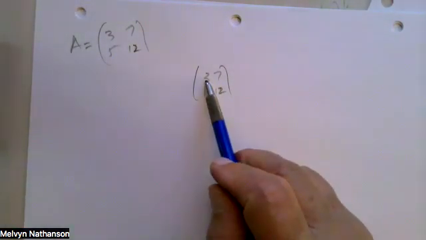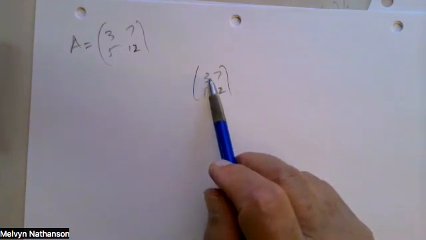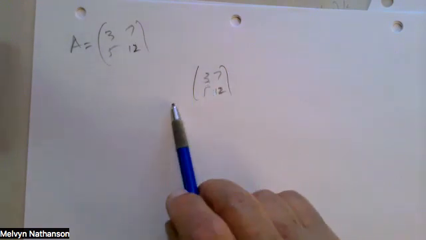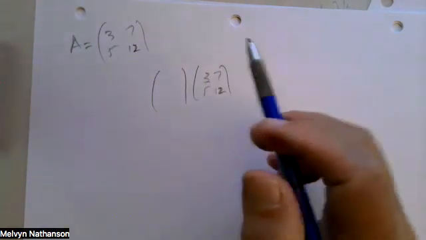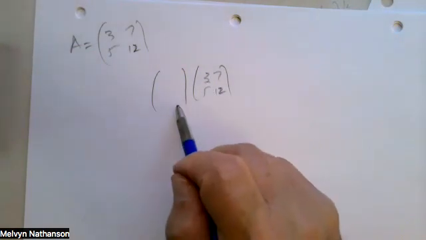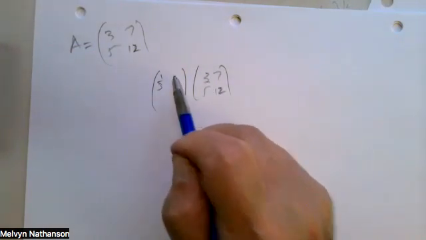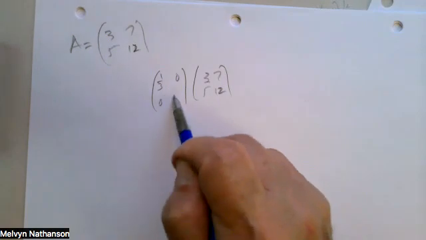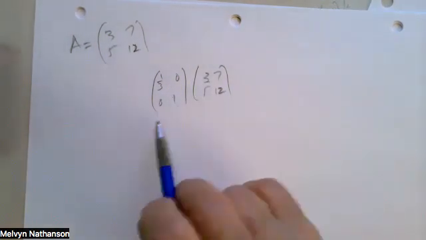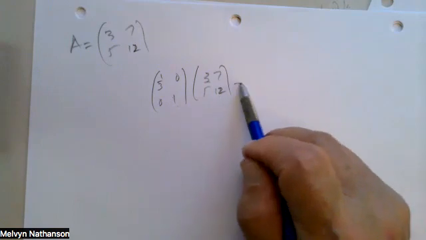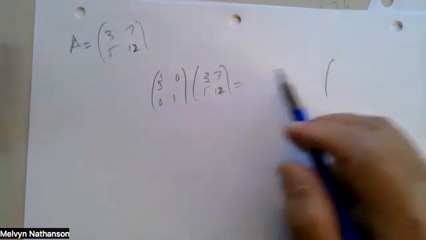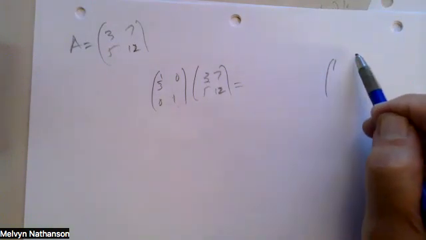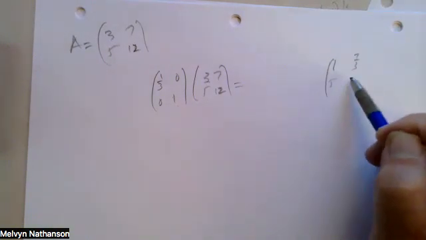First thing I wanted to do was to make this 3 into a 1. So I applied the elementary row operation of multiplying the first row by a third. That's the same as taking the identity matrix, multiplying the first row by a third, and multiplying. So when I take this times this, what did I get? I got 1, 7/3, 5, 12.